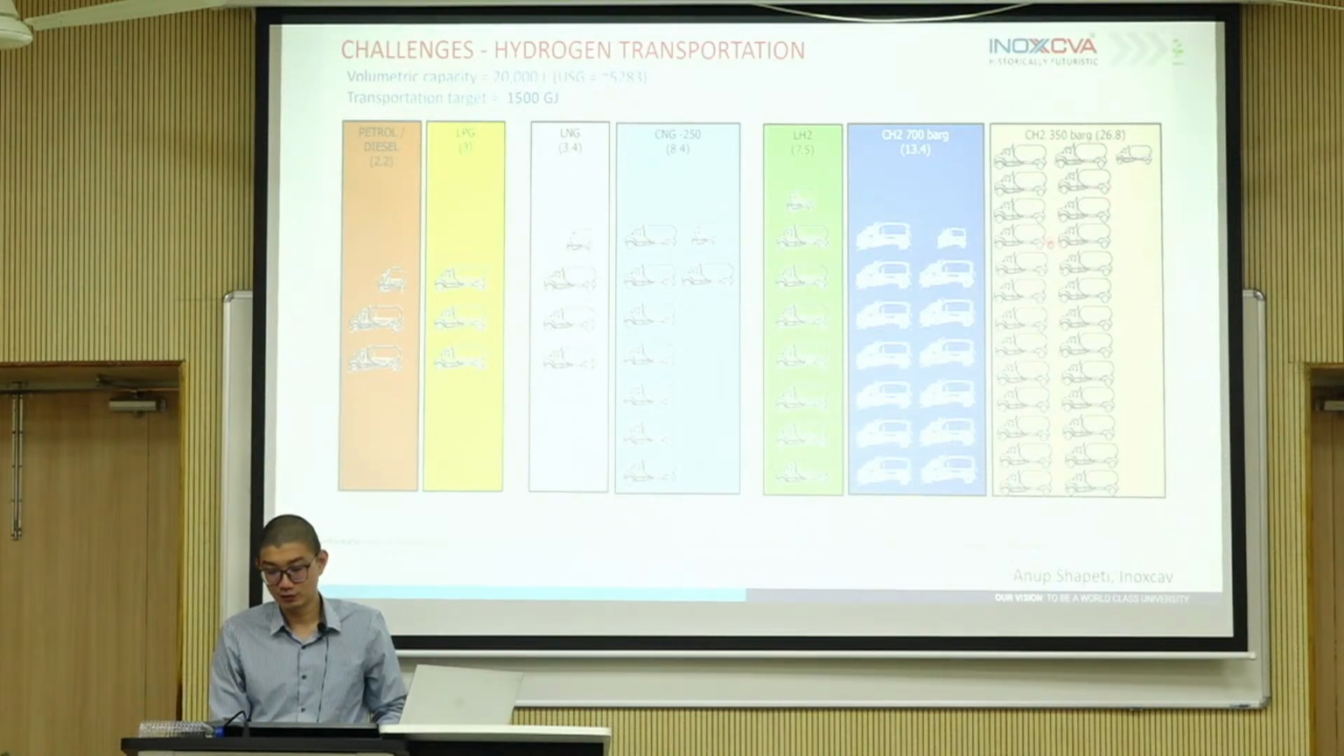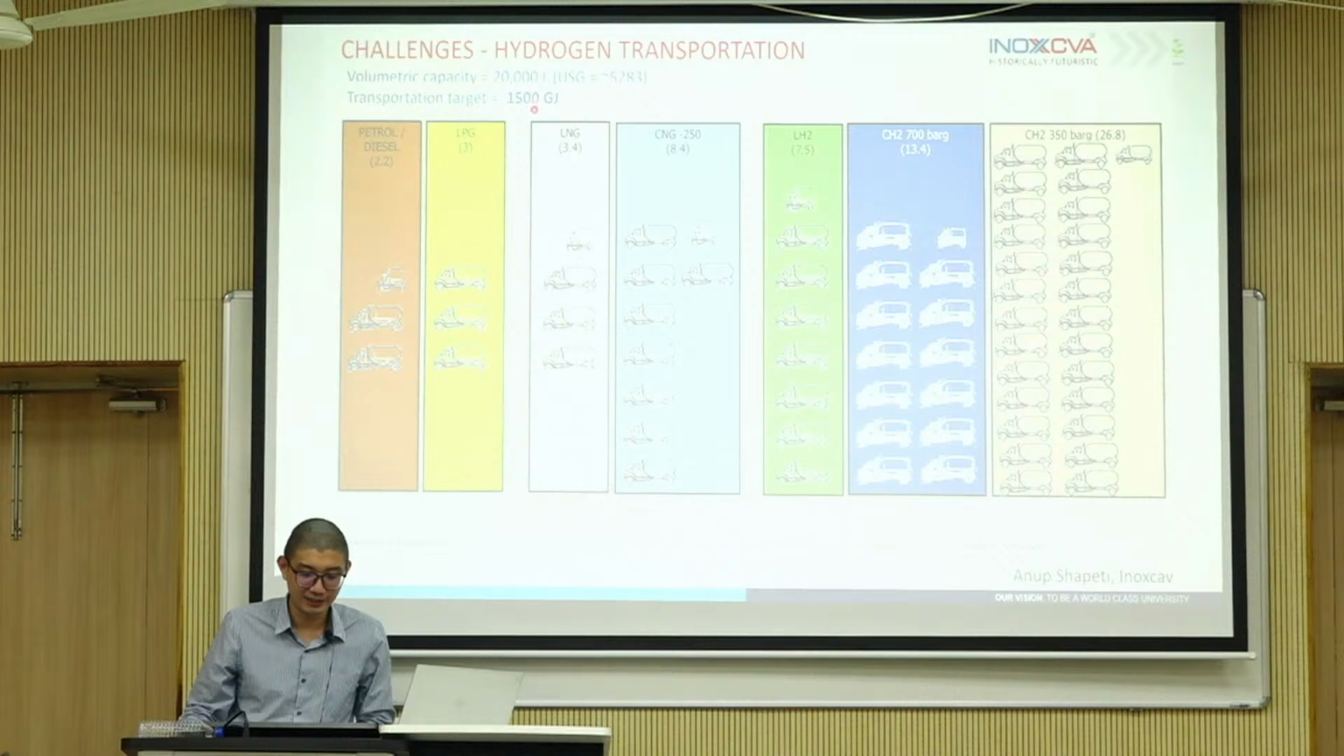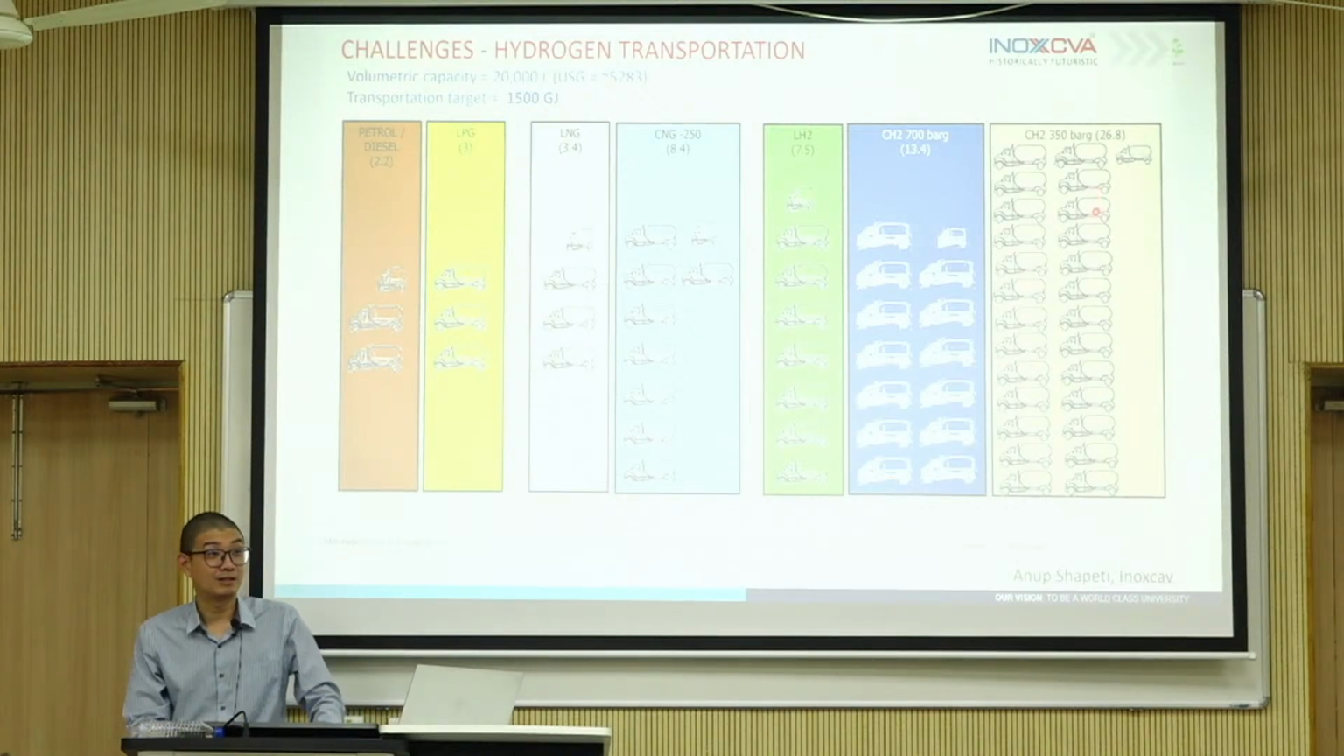That means, in order to transport the same amount of energy as hydrogen, you need 26.8 trucks compared to 2.2, which is how many times? More than 10 times higher. Per kilometer.